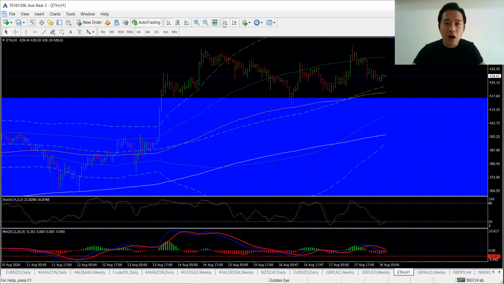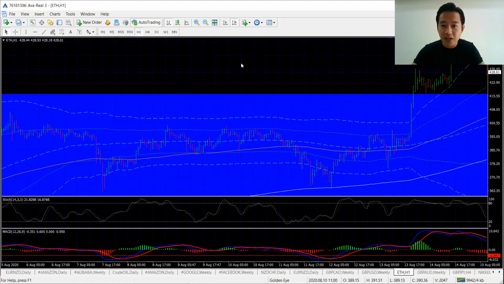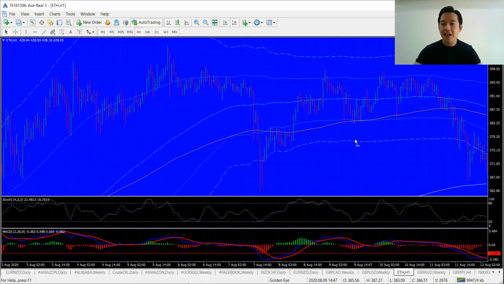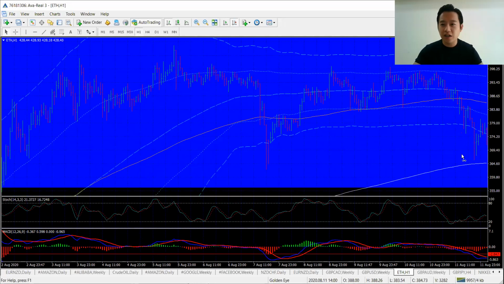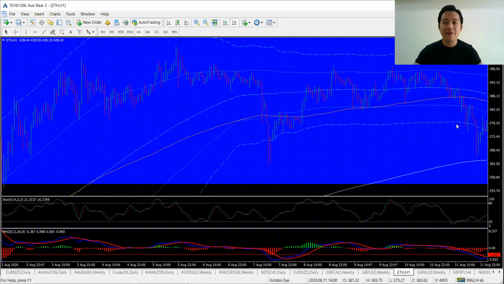We zoom into the 1 hour. Last week, the last chart that we talked about, we were around here. Okay, let me move here. We were talking about price being here, somewhat around here.